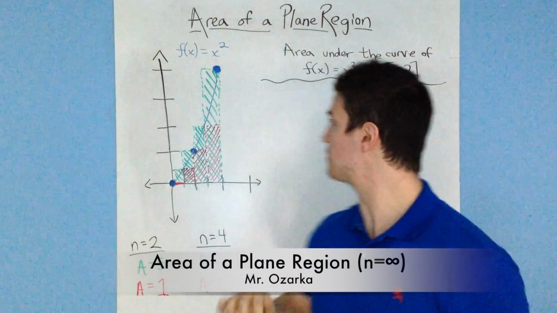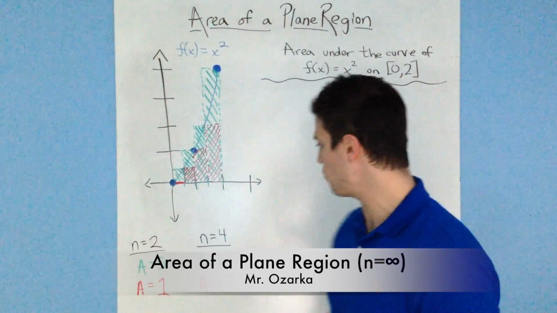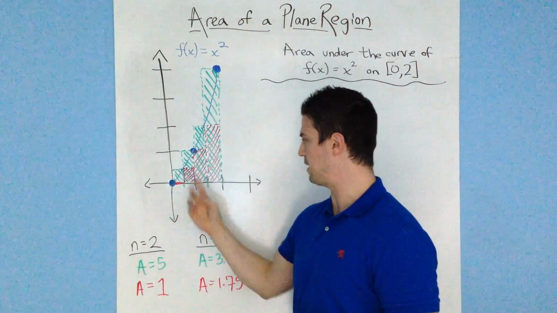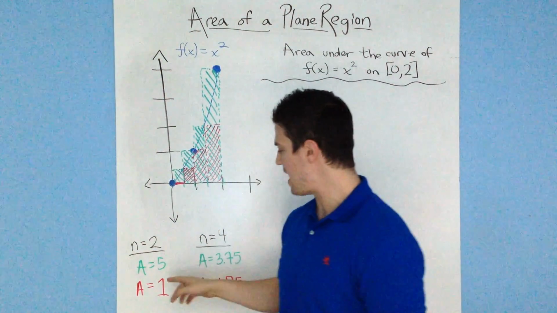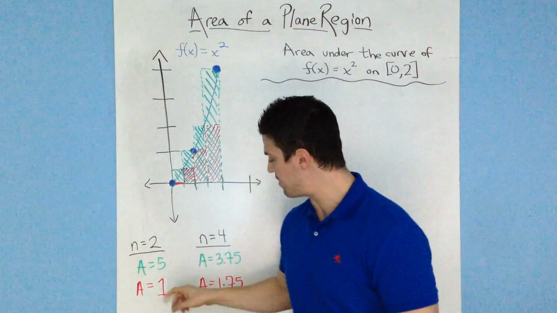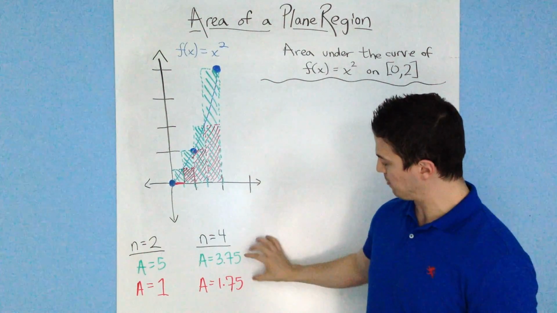We're back for the final installment of area of a plane region. Okay, if you notice the first one, we had two intervals in which we had to draw two rectangles, one for lower bound, one for upper bound. And when we did that, we had the upper bound area of 5, lower bound of 1. When we changed it to 4 rectangles, now we are getting a little bit closer to each other.